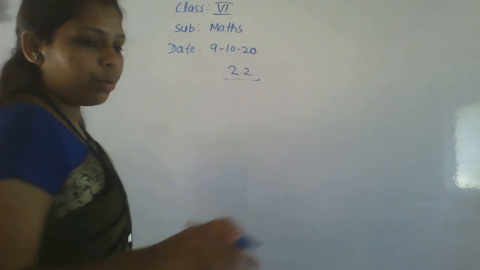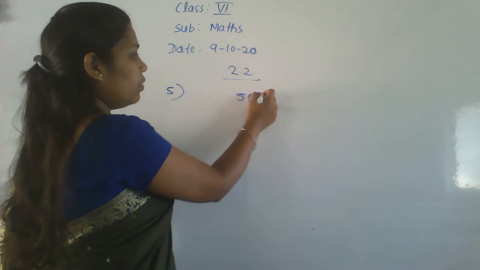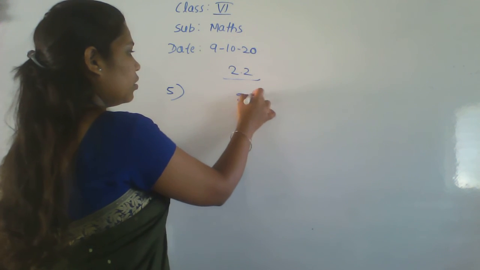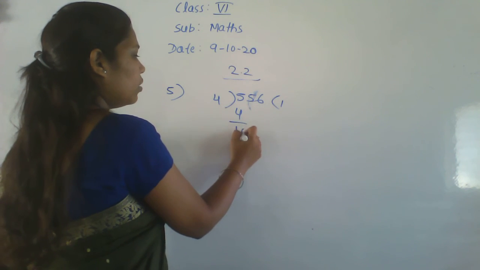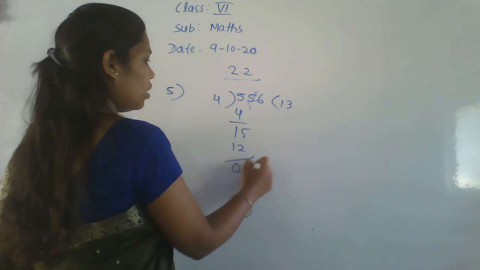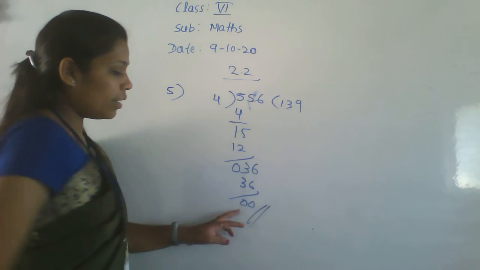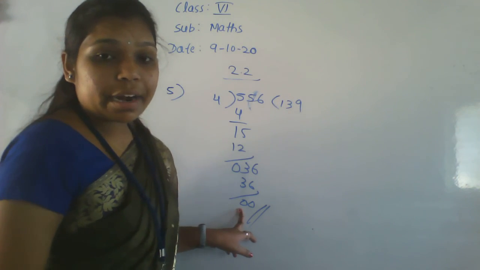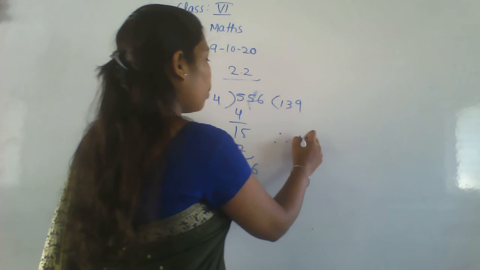For this you have to do the division again. That is 556 divided by 4. 4 into 5 is 1. 4 3s are 12. 3 0. 4 9s are 36. What is the remainder here? The remainder is 0. Remainder 0 means what? It means that 556 is a multiple of 4.